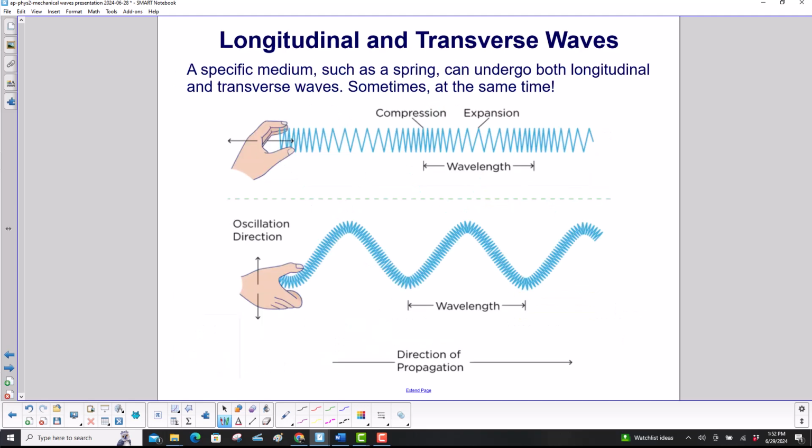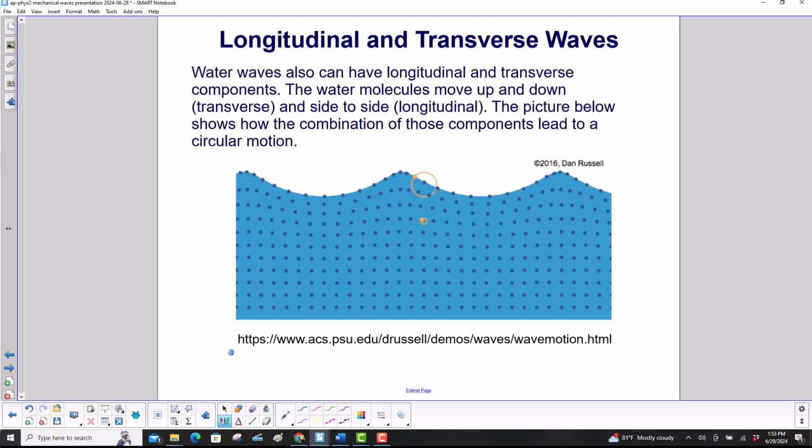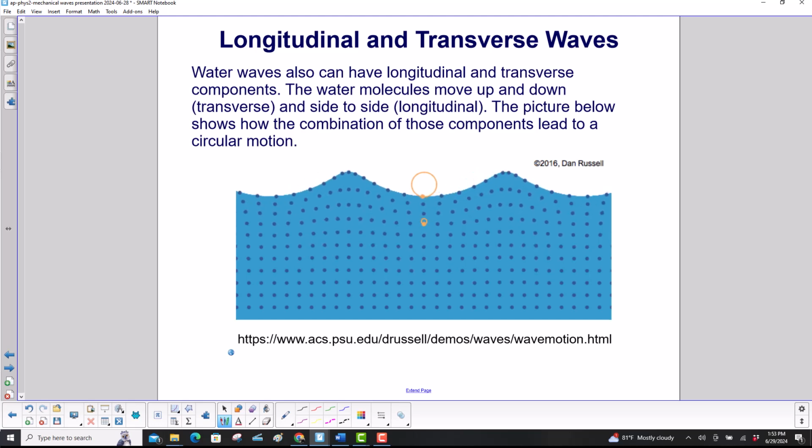A specific medium, such as a spring, can undergo both longitudinal and transverse waves, sometimes at the same time. So this is longitudinal, where you're compressing and expanding the spring in the same direction as the wave motion, and you're moving your hand back and forth. Or you can move your hand up and down, and you get a transverse wave. Or you can do both at the same time. Water waves can have longitudinal and transverse components.